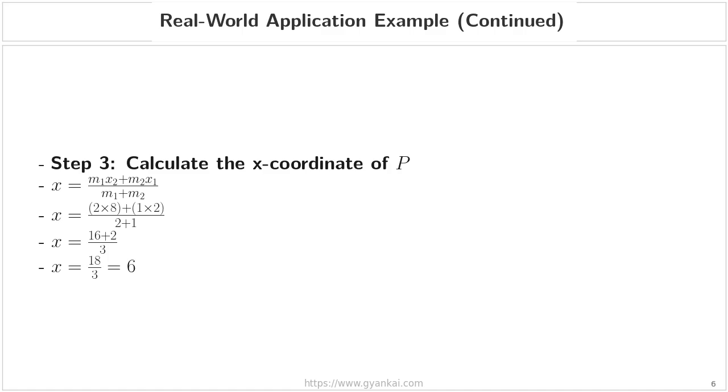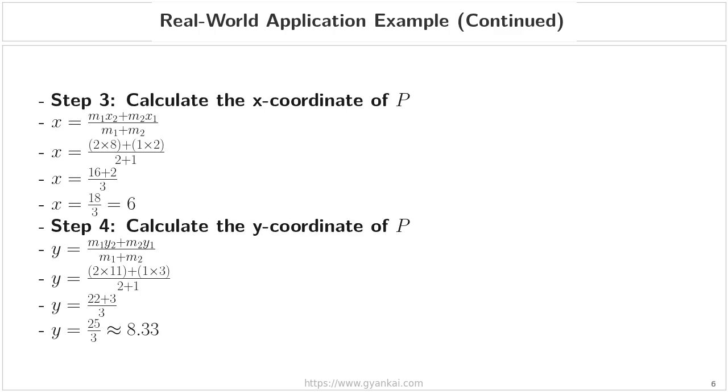Real-world application example, continued. Step 3 is where we find the x-coordinate of our point P. We'll start by writing down our formula. X equals m1 times x2 plus m2 times x1, all over m1 plus m2. Now let's plug in our specific values from our cellular tower example. That gives us x equals the quantity 2 times 8 plus 1 times 2, all divided by 2 plus 1. If we perform the multiplication in the numerator, we get 16 plus 2, which gives us 18. Finally, dividing 18 by 3, we find that x equals 6.